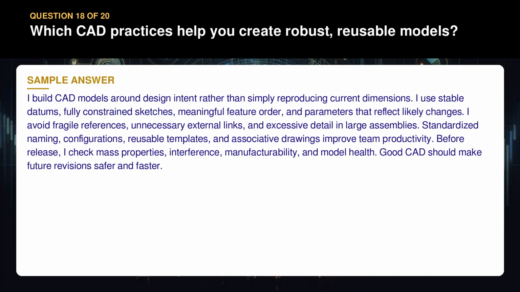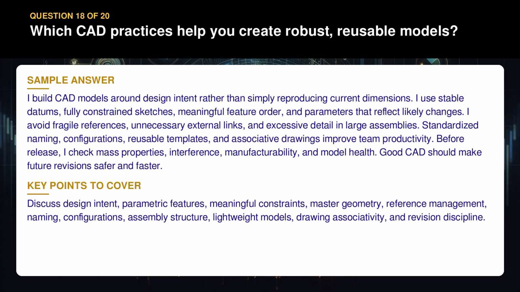I build CAD models around design intent rather than simply reproducing current dimensions. I use stable datums, fully constrained sketches, meaningful feature order, and parameters that reflect likely changes. I avoid fragile references, unnecessary external links, and excessive detail in large assemblies. Standardized naming, configurations, reusable templates, and associative drawings improve team productivity. Before release, I check mass properties, interference, manufacturability, and model health. Good CAD should make future revisions safer and faster.